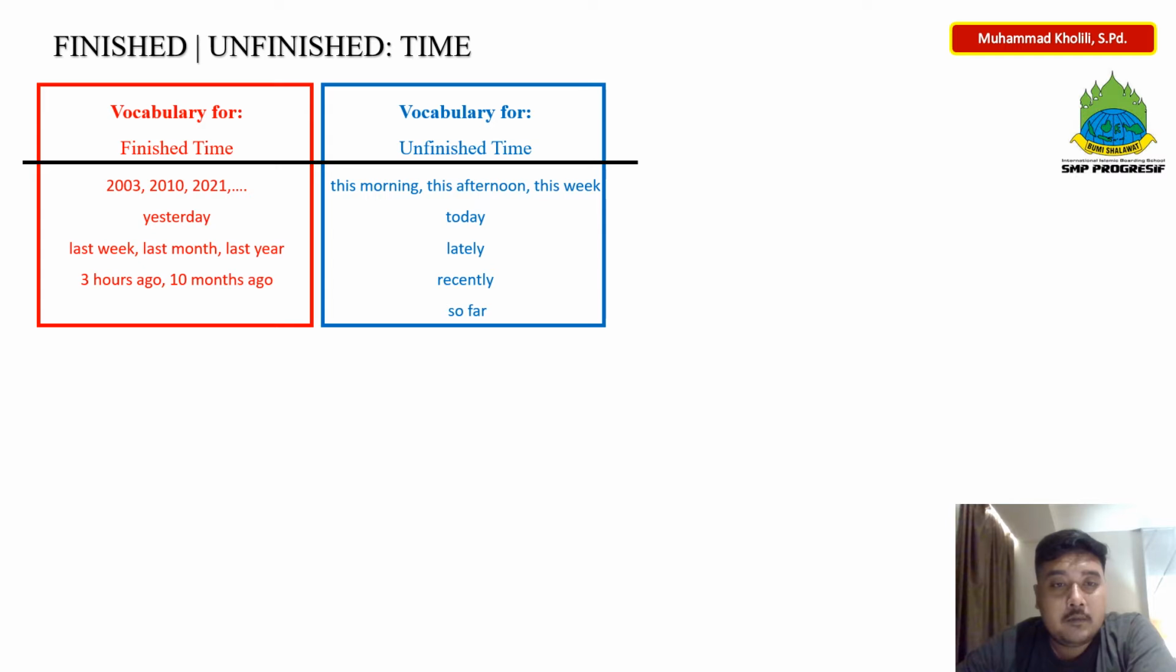Okay, here is the vocabulary that we can use for finished time and unfinished time. For finished time, we have years in the past, and things like yesterday, last week. For unfinished time, we have things that are still happening now, such as today, this week, this afternoon, so far and recently.